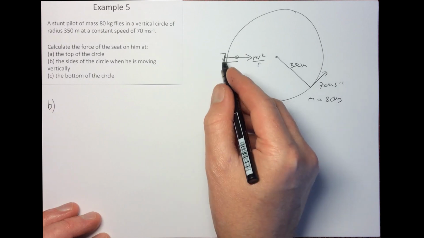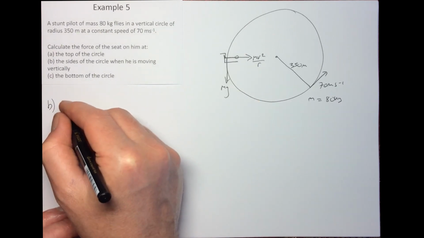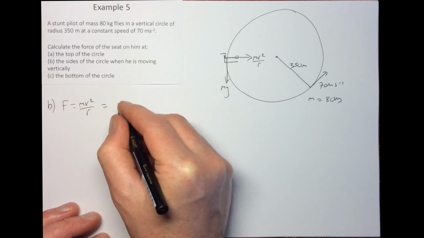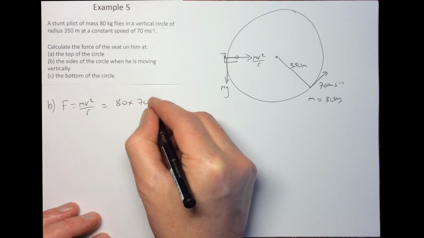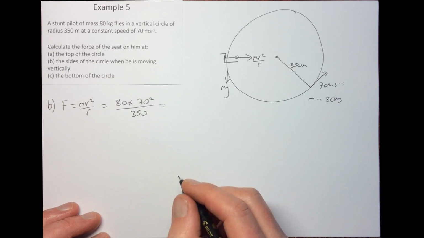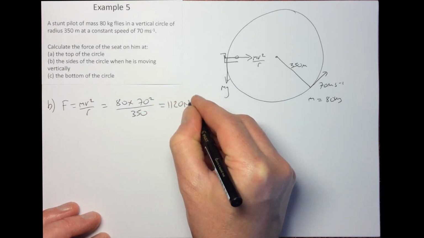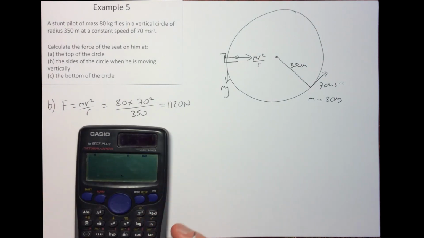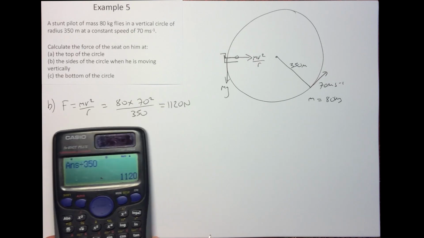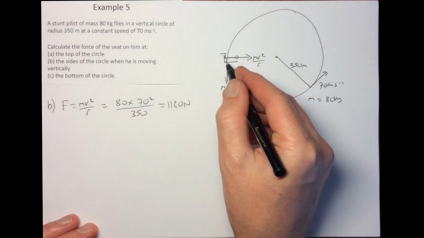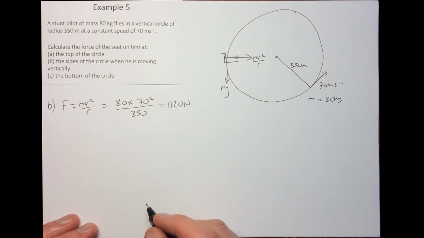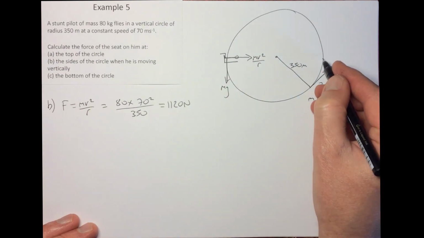At the sides of the circle, the force on the person's bottom is going to be equal to the centripetal force. So it's going to be equal to mv squared over r, which is 80 times 70 squared over 350. If you work that out, I think you get 1,120 newtons. Let's just double check: 80 times 70 squared divided by 350. Yeah, 1,120 newtons. So that's the force on the person's bottom from the seat, because the bottom of the seat provides the centripetal force at the side of the circle, and that'll be the same here as well, obviously.